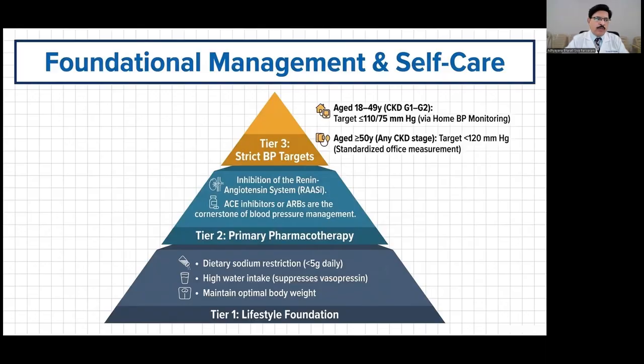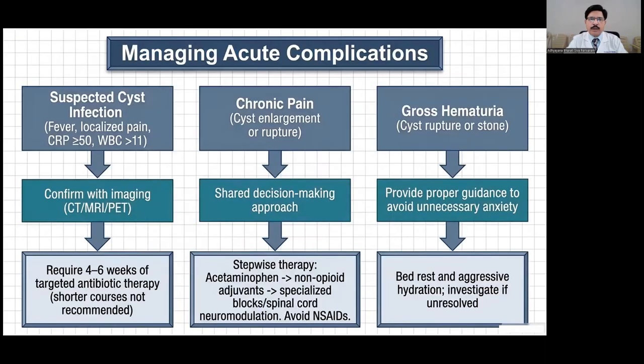So there is foundational management and self-care: lifestyle, primary pharmacotherapy, BP target. Lifestyle are sodium restriction, more water intake to suppress vasopressin, and maintain optimal body weight. Tier 2, use ACE inhibitor or ARB, not a combination. Tier 3 is blood pressure goals. Less than 50 years, 110/75. More than 50 years, less than 120 is the BP target.